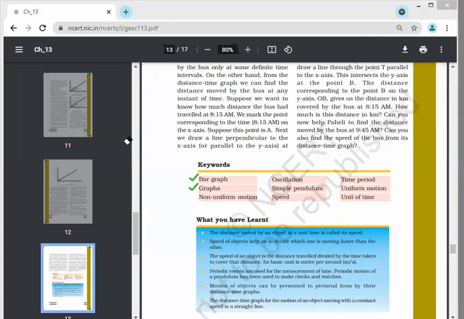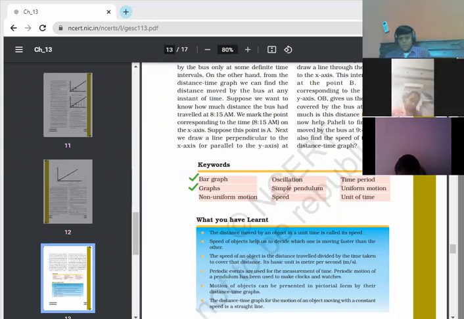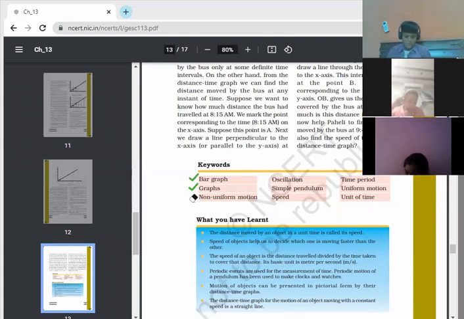Next is non-uniform motion. Kindly raise your hand. Yes, Nishchay Jain. If the speed of an object moving along a straight line keeps changing, its motion is said to be non-uniform motion. Can you tell the page number? Ma'am, page number 145. Okay, 145, everybody can see. That is the definition of non-uniform motion.